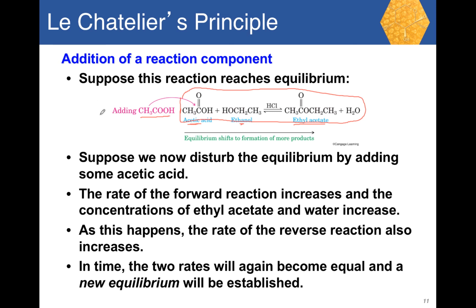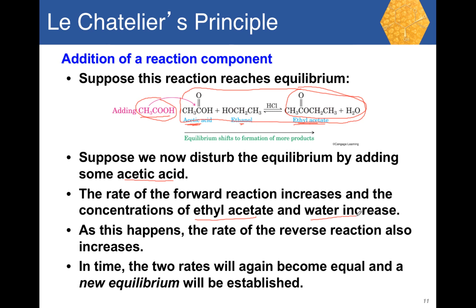What Le Chatelier observed is that if you add more acetic acid after this reaction has reached equilibrium, the equilibrium will shift to produce more product. So by adding acetic acid, we have disturbed the original equilibrium, and it moves to produce more ethyl acetate and water. The concentration will increase.